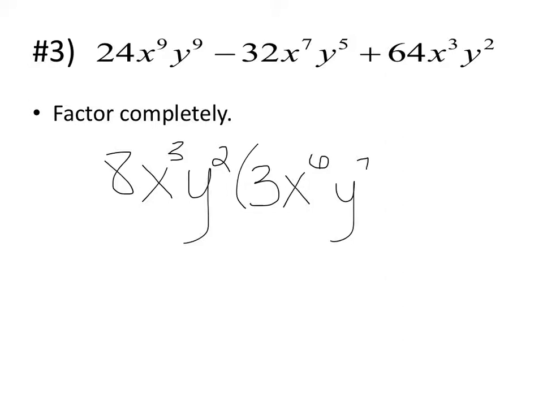Then you do negative 32 divided by 8, which is going to give you negative 4. You had 7 x's, you took 3, so you have 4 left. You had 5 y's, you took 2, so you have 3 left. And then with 64, 64 divided by 8 is 8. You had 3 x's, I took 3 x's. You had 2 y's, I took 2 y's, so you're just done there. That is as far as you can go, so that is your final answer.